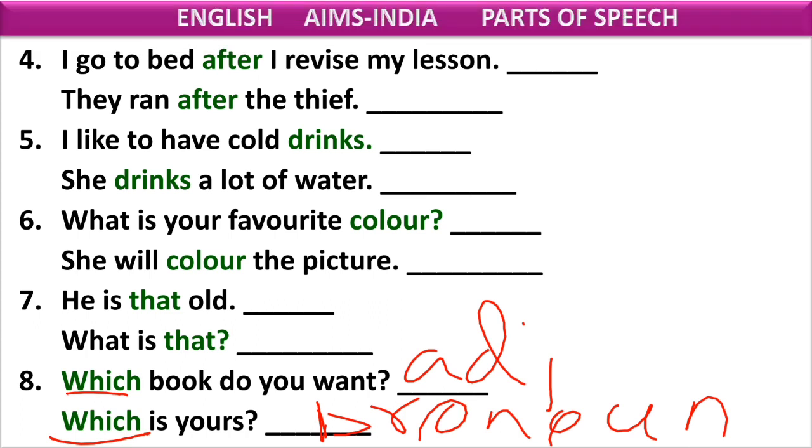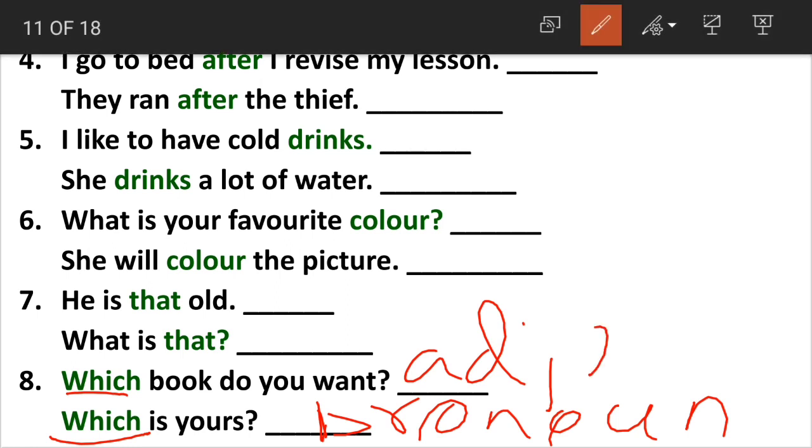Clear children? And you have to remember one thing, that which always may be an adjective or a pronoun. Other than this it cannot become another part of speech in English grammar. You must remember this very carefully, that which always may be an adjective or a pronoun. Just looking at the sentence, it differs whether it is an adjective or a pronoun, but it may not come under another part of speech, children.